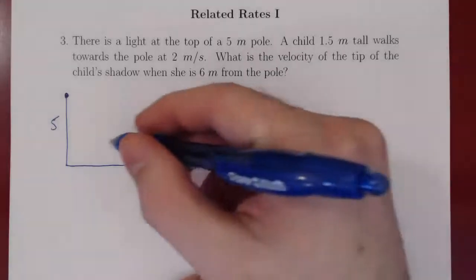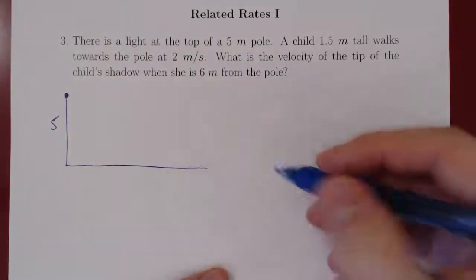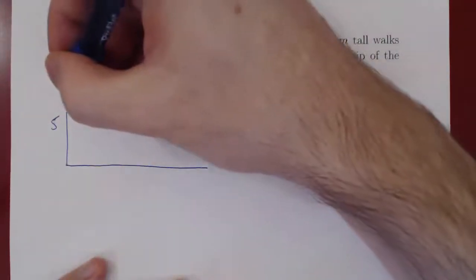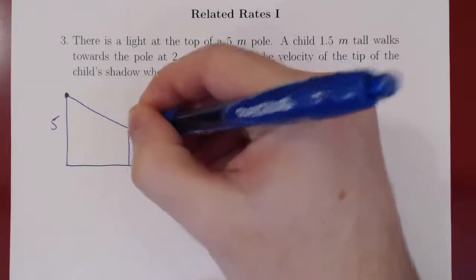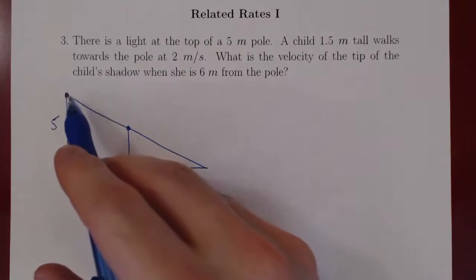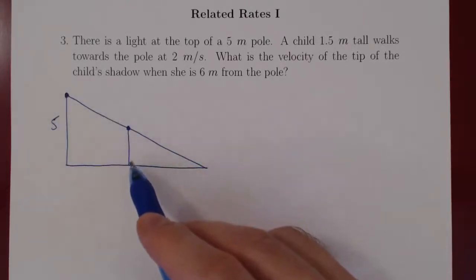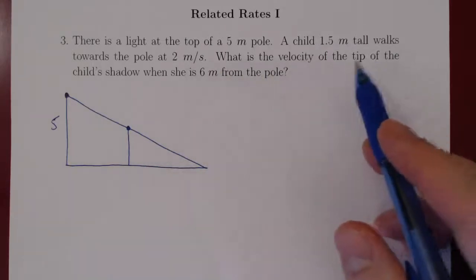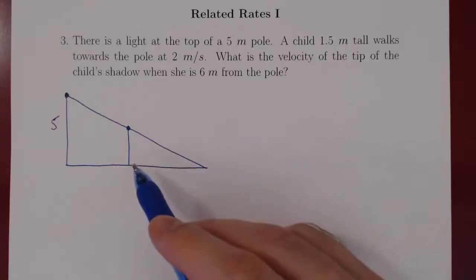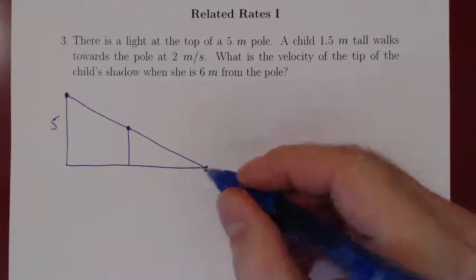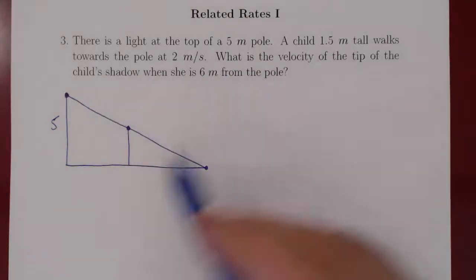Now we have a child walking towards the pole. So imagine the child is standing here and the light will shine on the child and create a shadow. So imagine that this is the child right here. That's the child's head. And you can see that the light will be shining on the child, and this will be the shadow of the child, right? Here you get the shadow, and we want the velocity of the tip of the child's shadow. This is the light, but this is the shadow, and so this will be the tip of the shadow. So we want the velocity of this tip when the child is 6 meters from the pole.